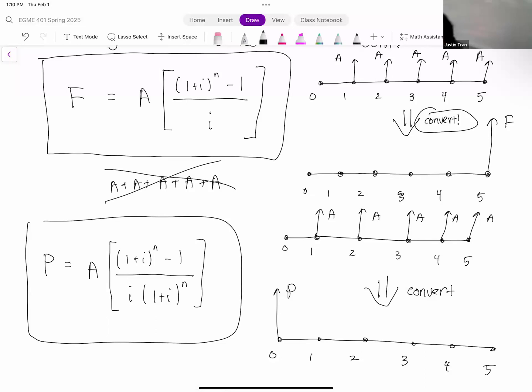Right. So these conversions are going to be really key, and ultimately, all the formulas that I'm going to introduce to you guys, we're about halfway done with the formulas in this section. All of them serve the same purpose of being a conversion factor between different types of cash flows.